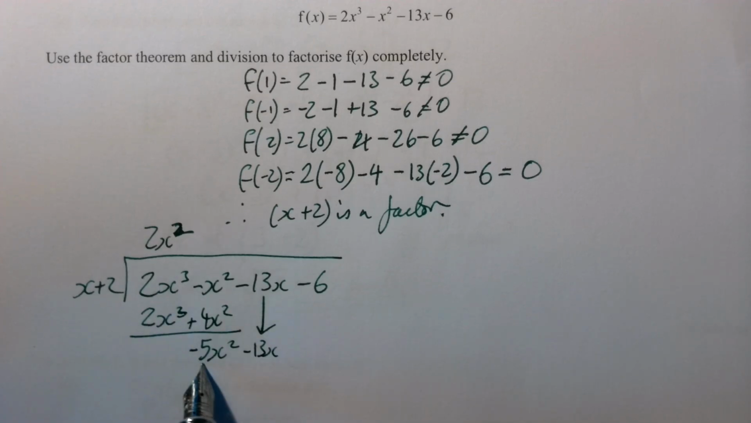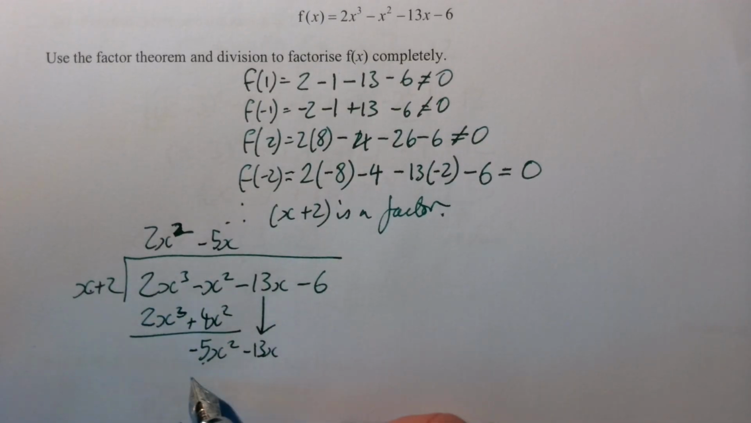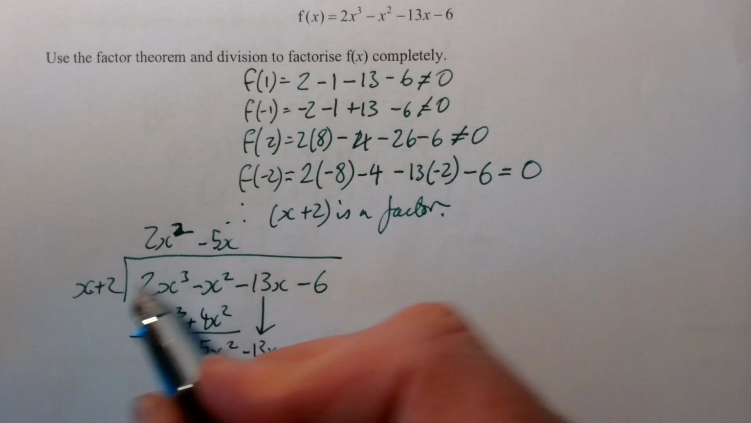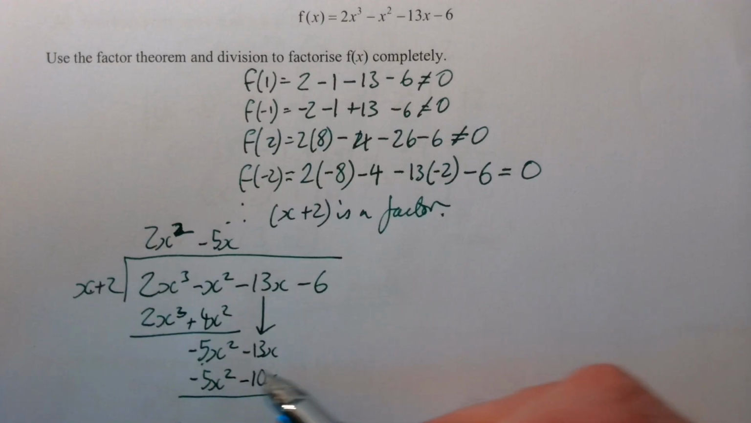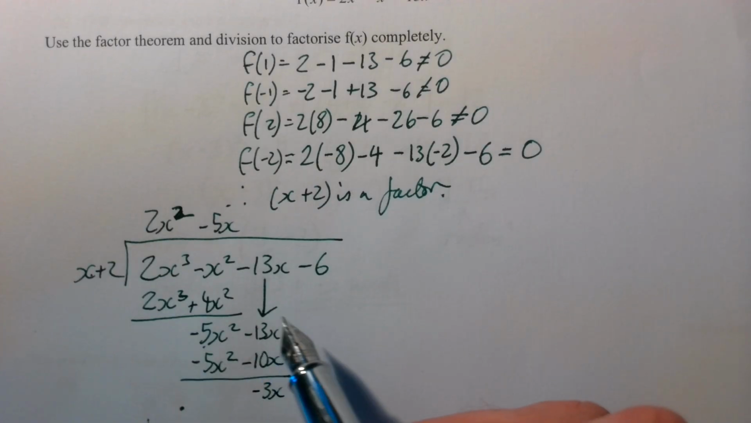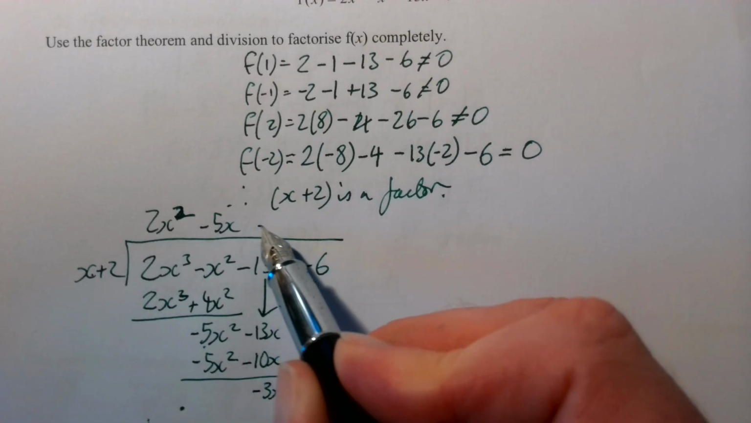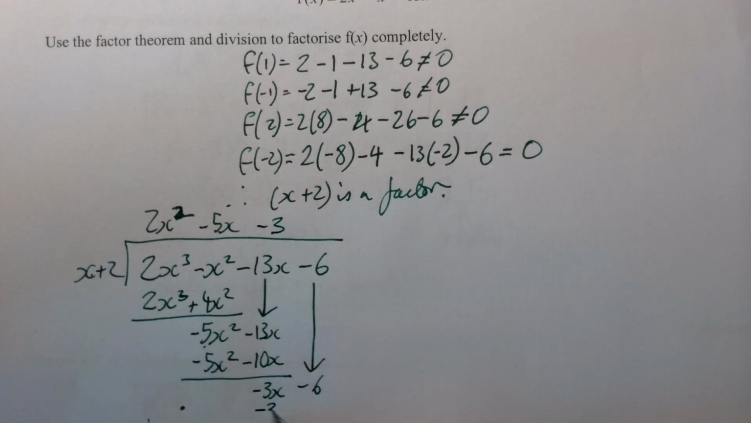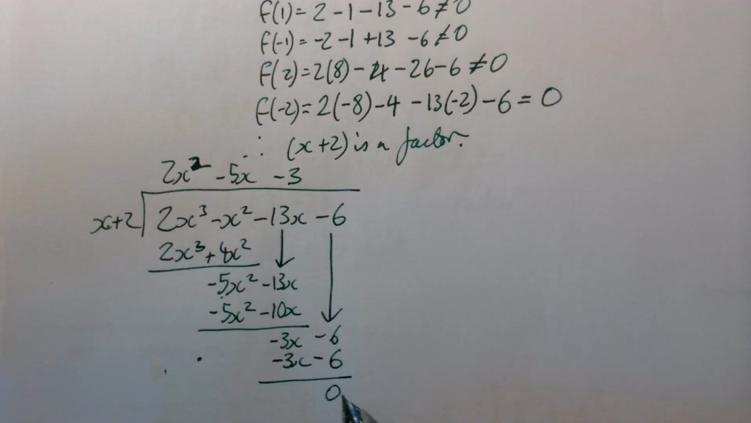Divide x into negative 5x squared, I get negative 5x. Multiply negative 5x by x gives you negative 5x squared. Multiply negative 5x by plus 2 gives you negative 10x. And now I subtract this from here. The x squareds disappear. When you take negative 10x, you add it, but you're adding it to a negative, so that just takes it back to negative 3x. Then we drop the negative 6 down. We divide x into negative 3x, we get negative 3. Times negative 3 by x, get negative 3x. Times negative 3 by 2, and this is where we hope we get the same thing as we did above, which we do. That's great, because that means I can take that away. I've got nothing left over.